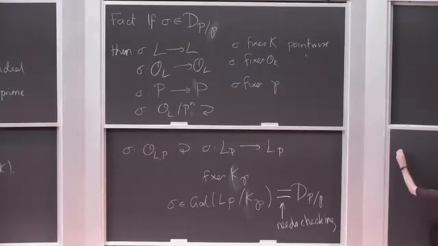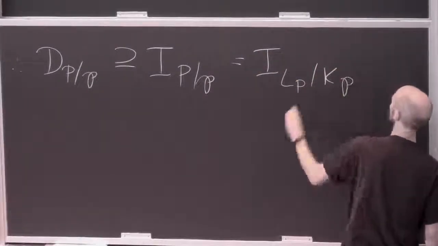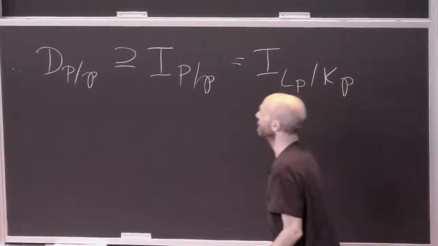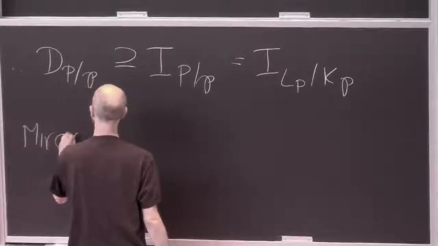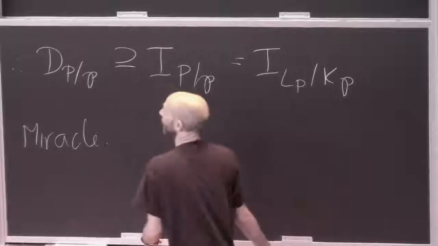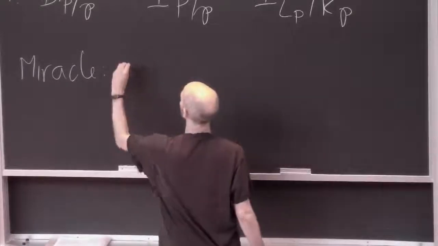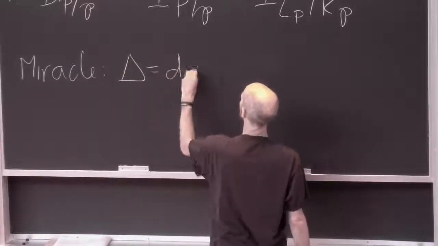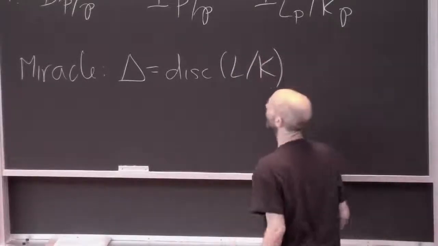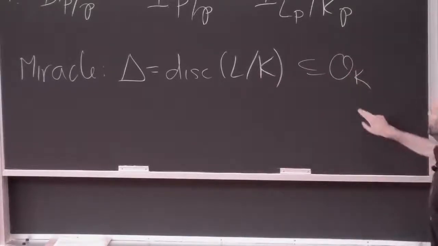So there's D_P over p, therefore this D_P over p contains some inertia subgroup, I_P over p, which would have been in the old notation I_LP over K_p. There's the inertia subgroup, and the miracle is, in this global situation of number fields, L over K, we have a global discriminant. Delta is the discriminant of L over K. The correct way of thinking about the discriminant is as an ideal of O_K.